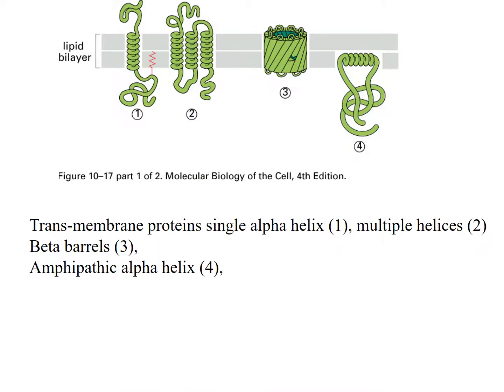Here's a transmembrane protein with an alpha helix. Here's multiple, three alpha helices. Here's a barrel structure. Here's an amphipathic helix that attaches to a membrane. So with the amphipathic helix, the charges are on one side of the helix there.